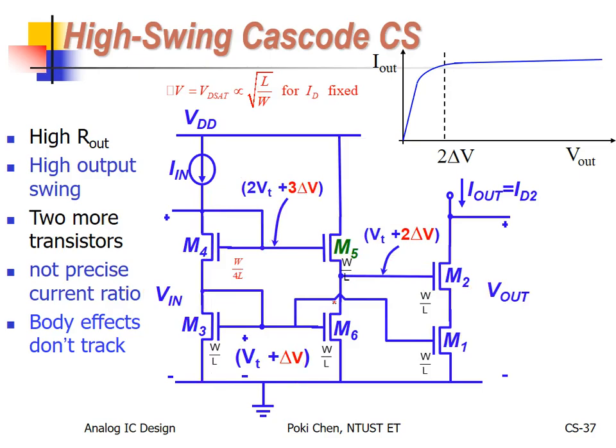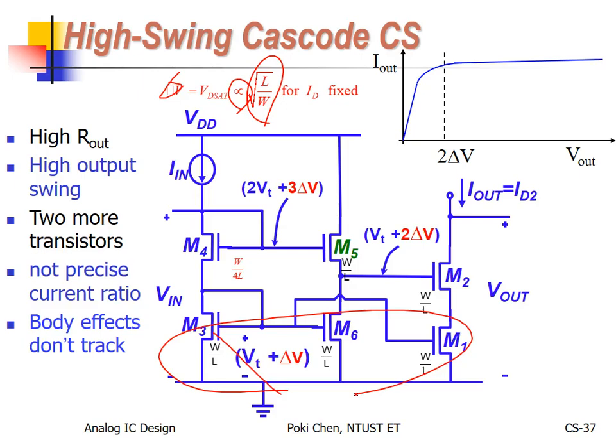I told you already, delta V is proportional to the square root of L over W, under the same bias current. So what we are talking about, 1 VT and 1 delta V, they are all supposed to be of the same width and length. That is from the very beginning.